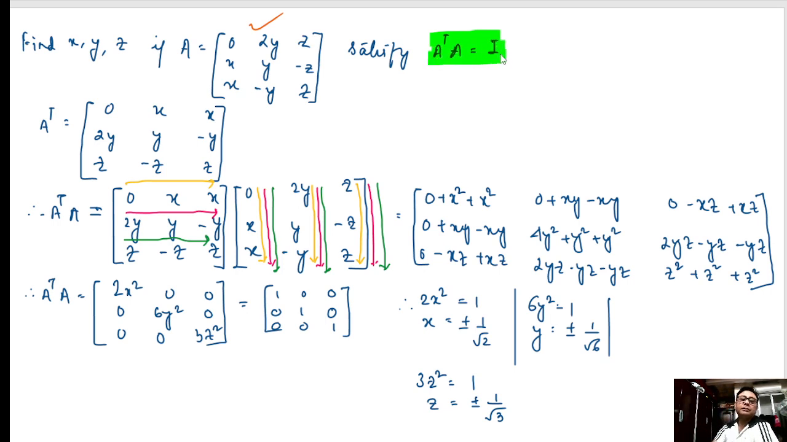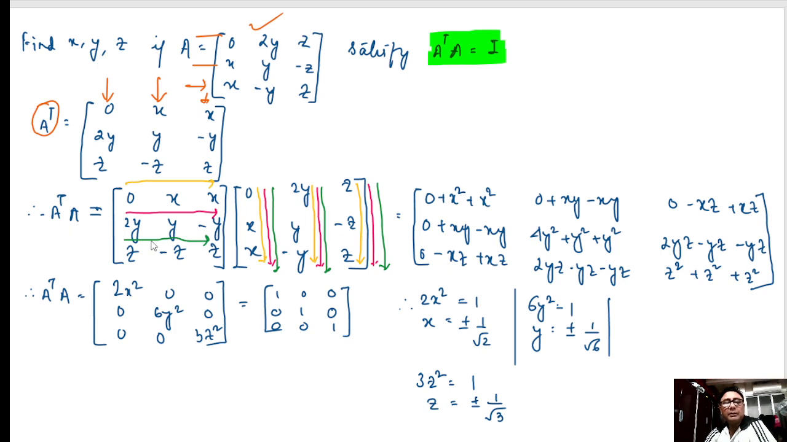Okay, to solve this, let's see A transpose. So how to solve A transpose? We have to interchange the row and column. The first row will become the first column, the second row will become the second column, the third row will become the third column. This is the transpose we found. Okay, now we have to multiply the A transpose and A.